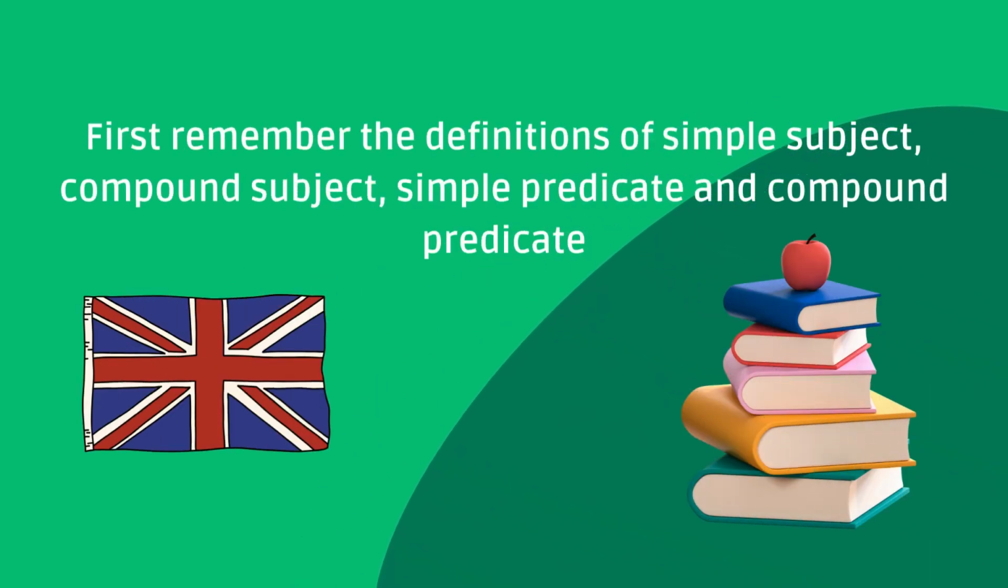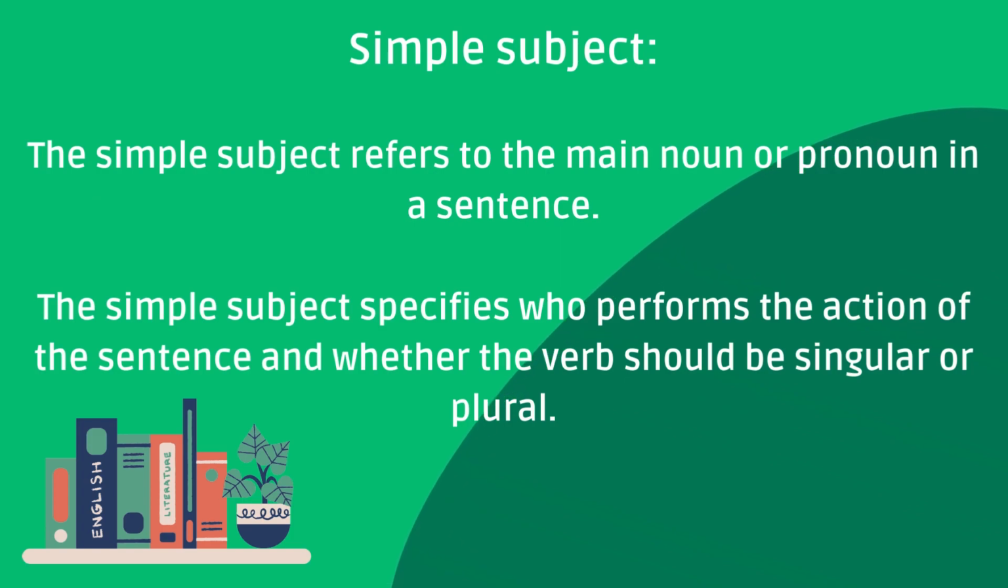First, remember the definition of simple subject, compound subject, simple predicate, and compound predicate. The simple subject. The simple subject refers to the main noun or pronoun in a sentence. The simple subject specifies who performs the action of the sentence and whether the verb should be singular or plural.